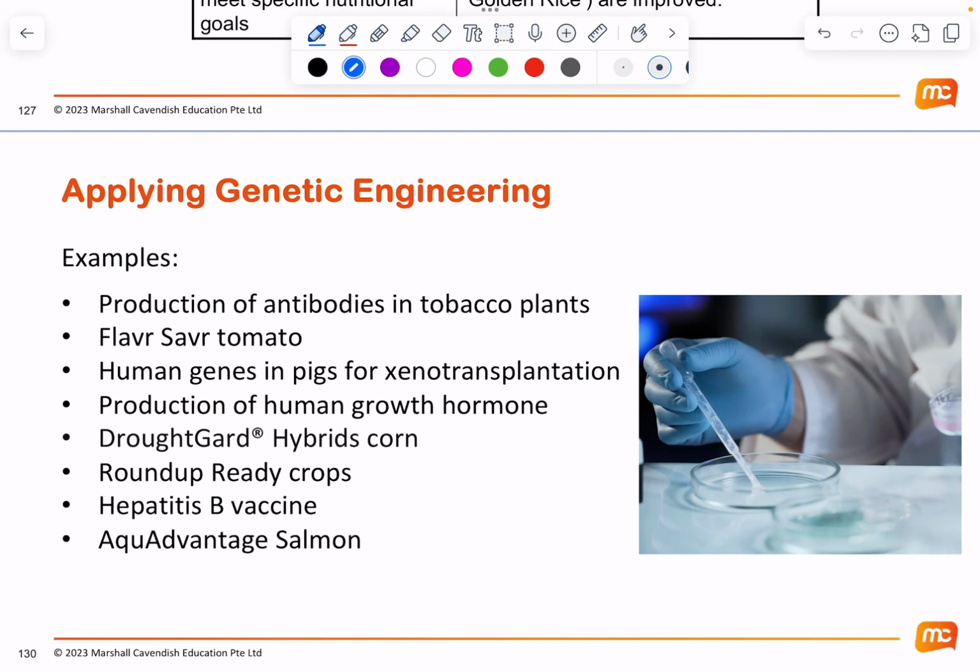So these are examples: production of antibodies in tobacco plants, stronger and sweeter tomato, human genes in pigs for xenotransplantation. Generally what this means is to get the pigs to grow certain organ parts or tissue or hormones. Production of human growth hormones, so it's like how we want to get humans to grow taller and things like this, and so on and so forth.